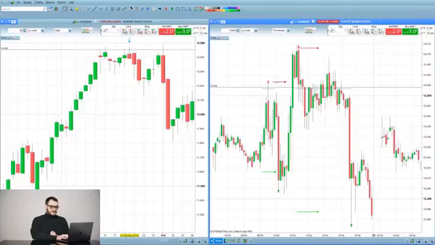So in this case, I'm using not the 1-2-3, but I'm using a 1-2-4. So I would like to take 40 points. I'm risking 10 points to have an opportunity to take 40 points. So this is where I would enter, and the market moves quite nicely in our favor.